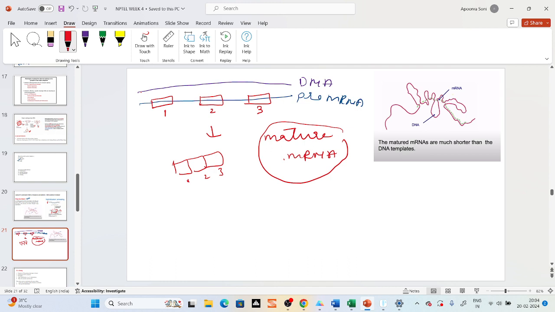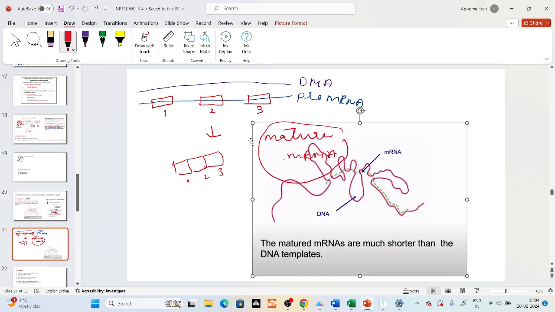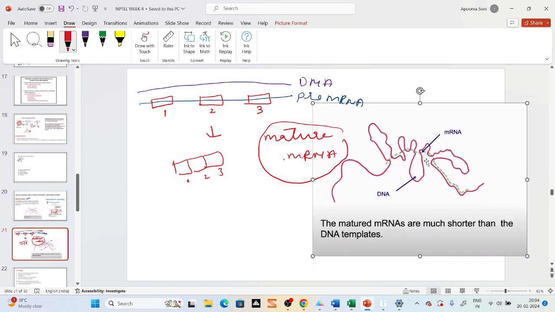Now, what was observed? When this mature mRNA was put to hybridize with the DNA molecule, see over here, this is the mRNA. It could not hybridize completely with the DNA. See, this is the region which it is able to hybridize. This all it is able to hybridize. Again, it could not hybridize this much portion. Again, it is able to hybridize this much. It could not hybridize this much portion.